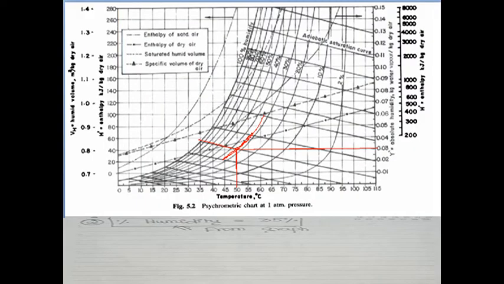Third property, percentage humidity. How to read percentage humidity? Step number 1: draw a vertical line from the dBT axis at 50 degrees Celsius. In this figure, the red vertical line indicates the dBT line.